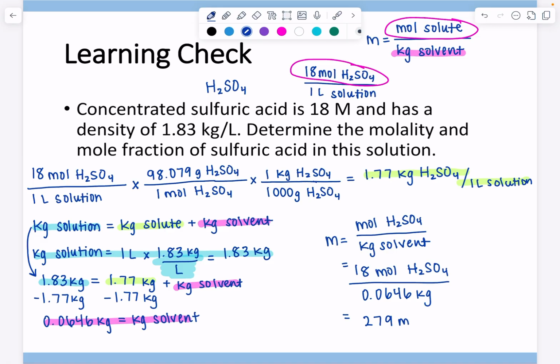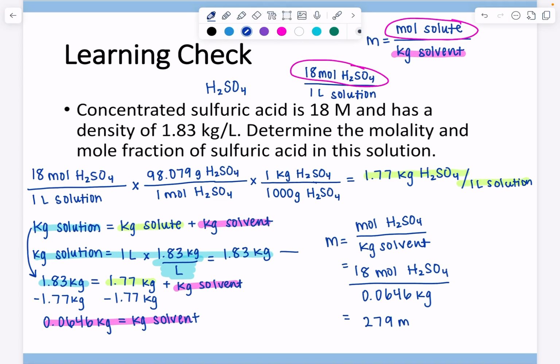One thing that I glossed over is that we kept the volume at 1 liter. That helped us calculate kilograms of solution in this part of the calculation. Again, it's a convenience just to define the total volume as 1 liter. That way we can calculate the mass pretty easily. Okay, so that's our molal.